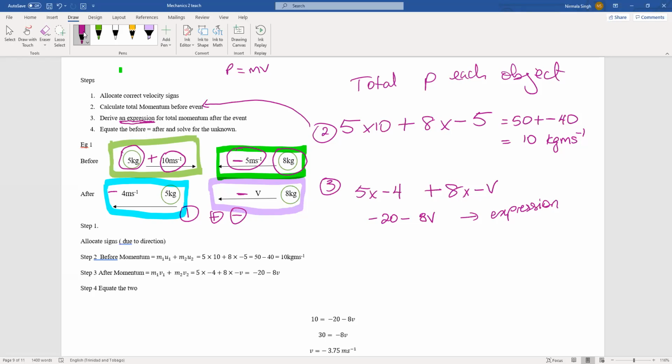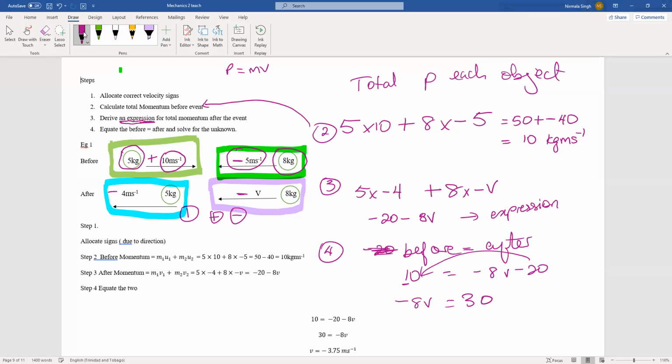And in step 4, we just equate the two. So I'm going to have minus 20. You always write down before is equal to your after. What was your before? 10. What was your after? Minus 8v minus 20, same thing. And I'm now going to solve for v. So you carry your numbers across. You're going to have 8v is equal to, minus 20 jumps the equal sign and becomes positive, 20 plus 10 is 30.